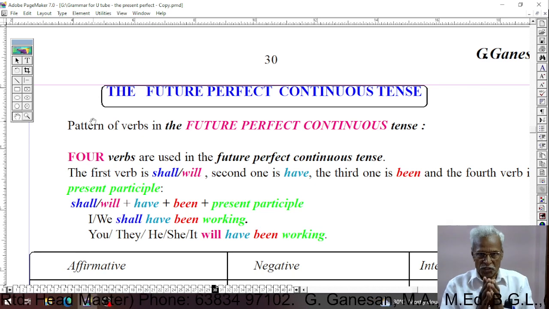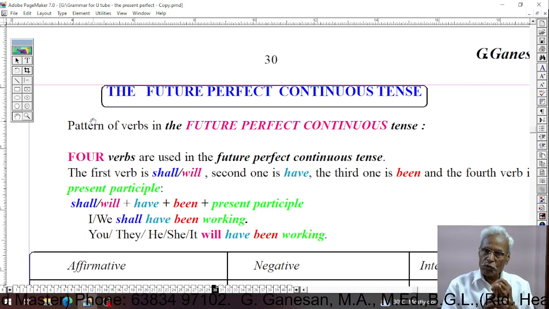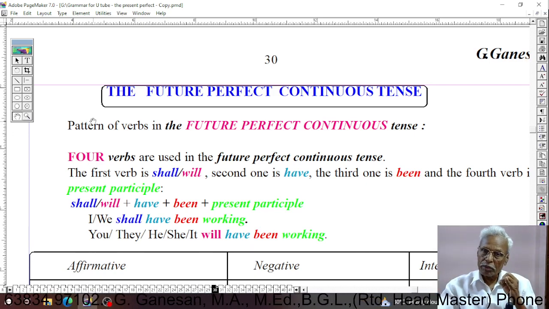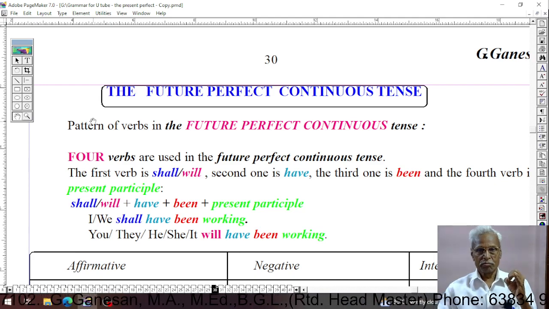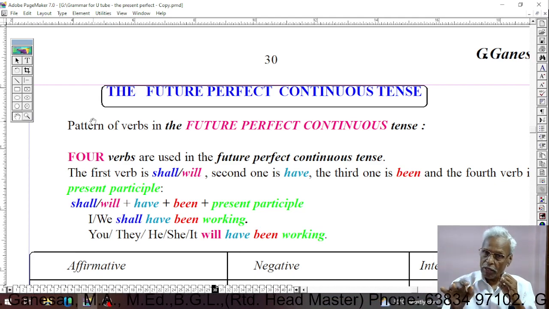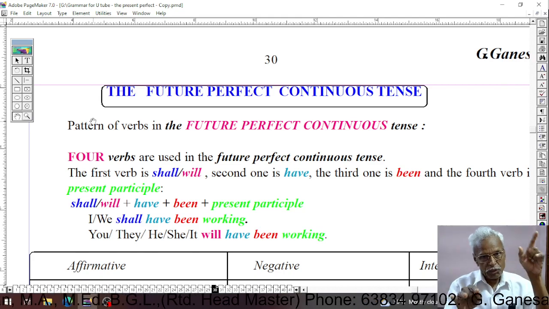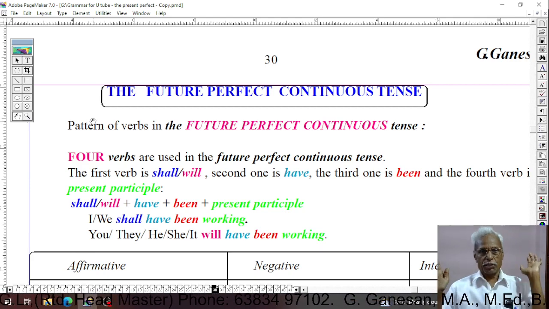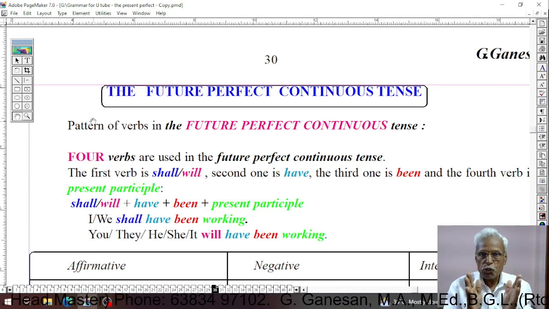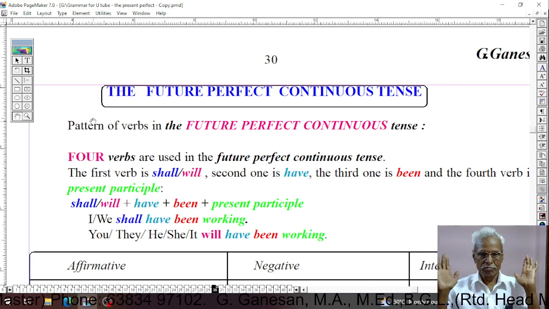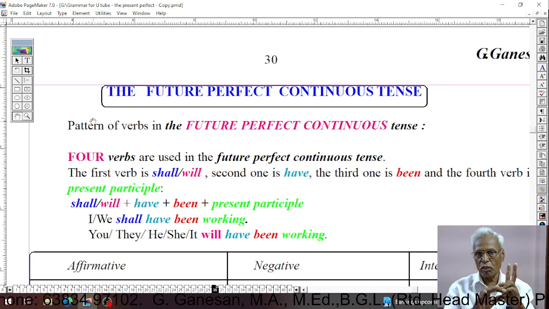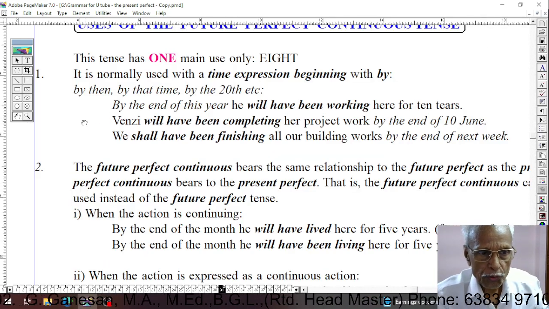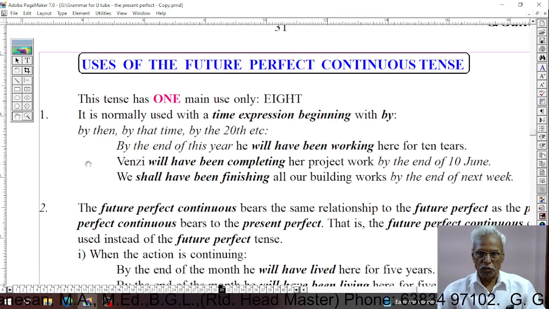Future perfect continuous tense is one that is used to express a future continuous action. That is, the future action started before a particular time of speaking and will be going on at the time of speaking. That action is called future perfect continuous, in which four verbs are used: shall, will, have, been, then present participle. Now let us see its use. The uses of the future perfect continuous tense.